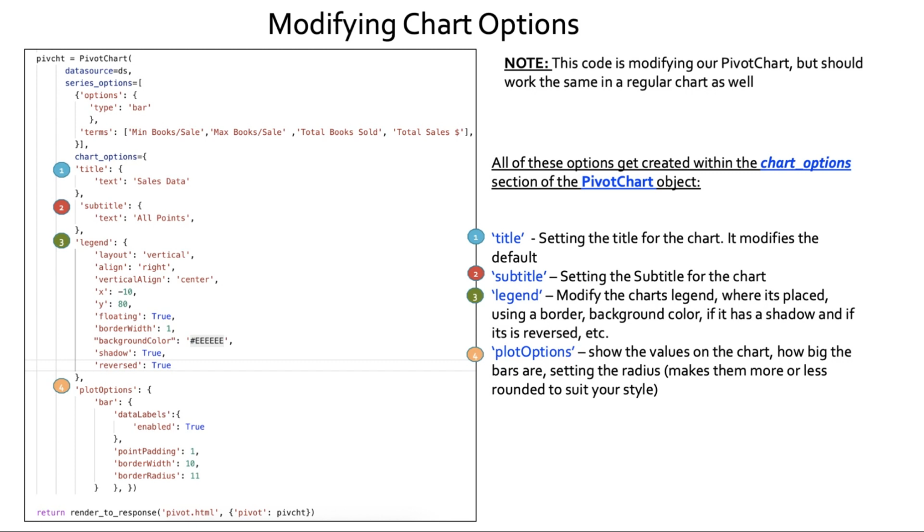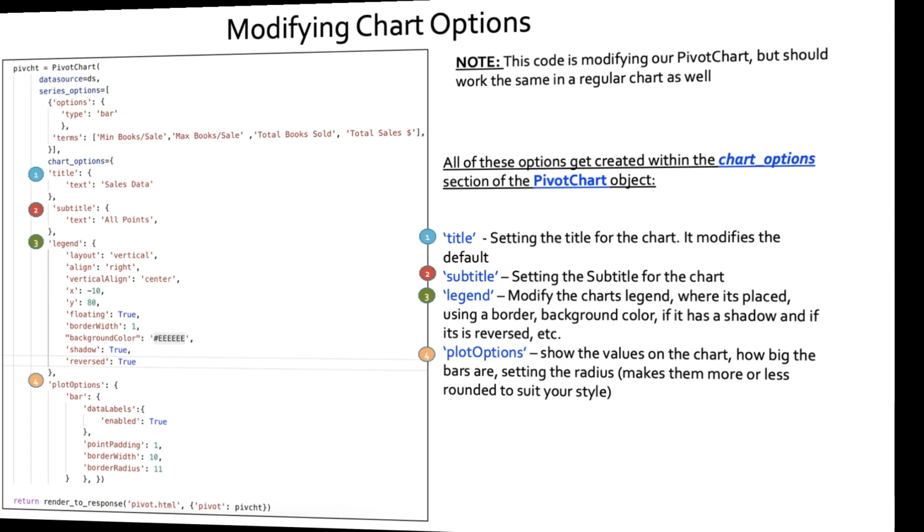Then we have the legend. So we can modify where the legend is placed. We could use a border. We can change the background. We can show if it has shadow to it. We can show it in reverse. I'm going to show you that in a minute. And then plot options. We can show the values on the chart, how big the bars are, setting a radius so we can make them slightly rounded. I'm going to show you all that in just 1 second.